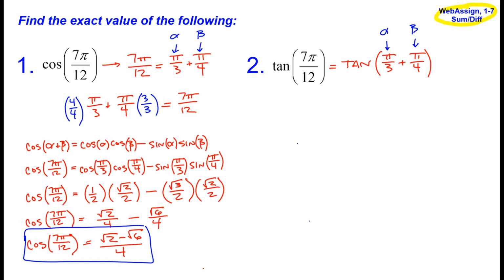Now the tangent formula for a sum or difference of angles is not one that you need to memorize. That's one that will be given to you on any test. So I'm going to go ahead and write it out for you here. You could get it off your notes page, and then we will sprint through this problem.